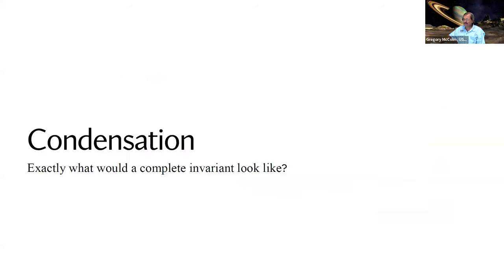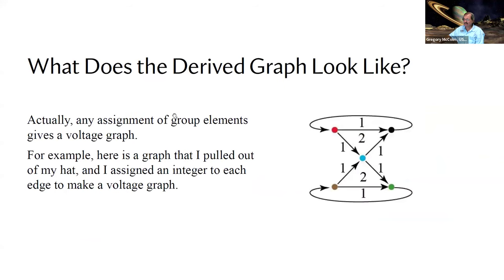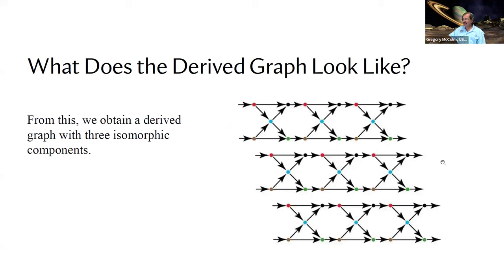So there is a problem. And the question is, what do you actually get if you do it this way? So let's do what the combinatorists do. I'm going to assign voltages from a group, the integers. And so let's play around with a frieze. This thing is a perfectly good voltage graph. I've assigned a voltage from the integers to every single edge, and I am going to unpack it. And what I wind up with is this: three of these things. I don't want three of these things. I want a single frieze.